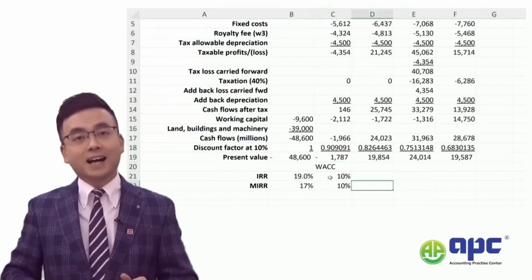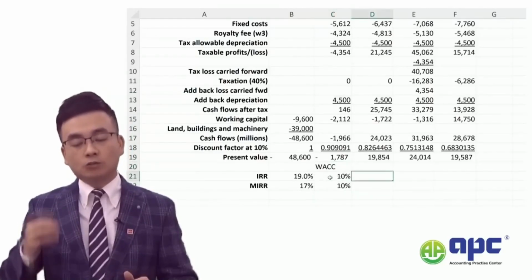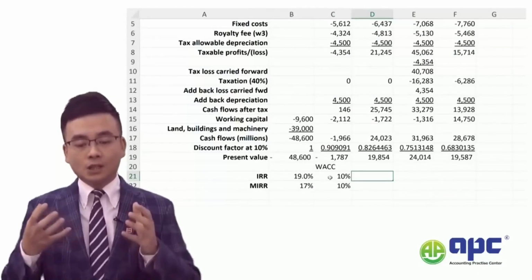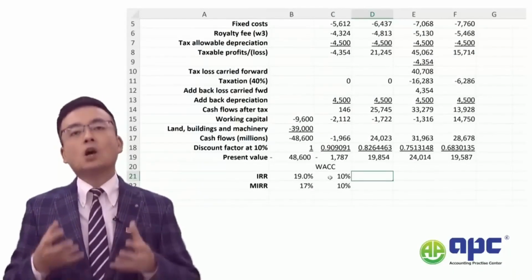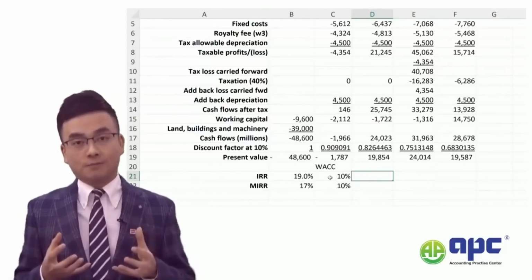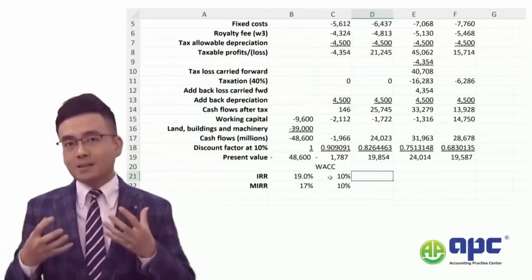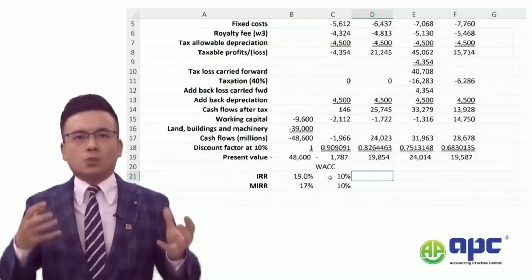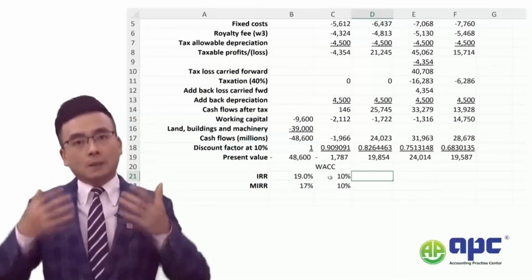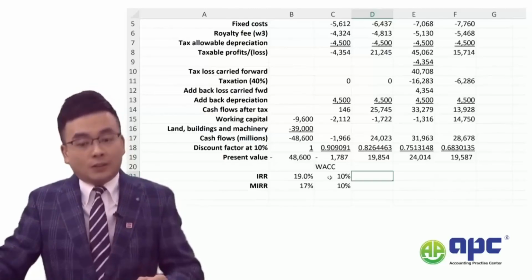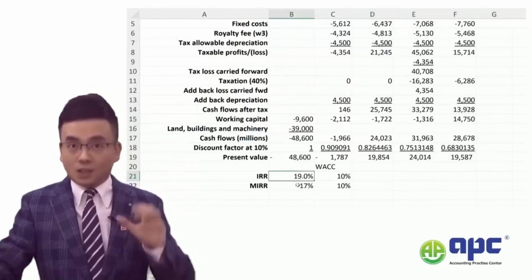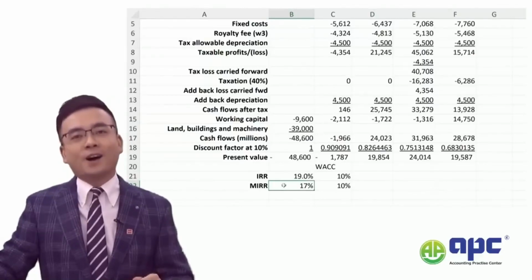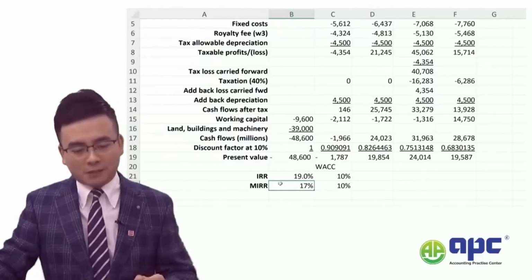So it means that undertaking this project will result in an increase in shareholders' wealth, which means that the project NPV will be positive. Or we can call it the maximum cost of capital that we can bear, which means if we take a loan from the bank, the maximum interest that we would like to pay would be 19% under IRR or 17% under MIRR. So make sure that you're ready for that.